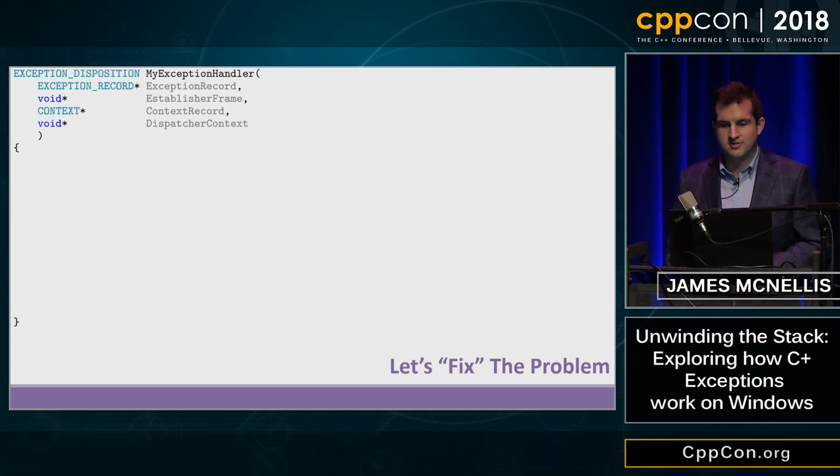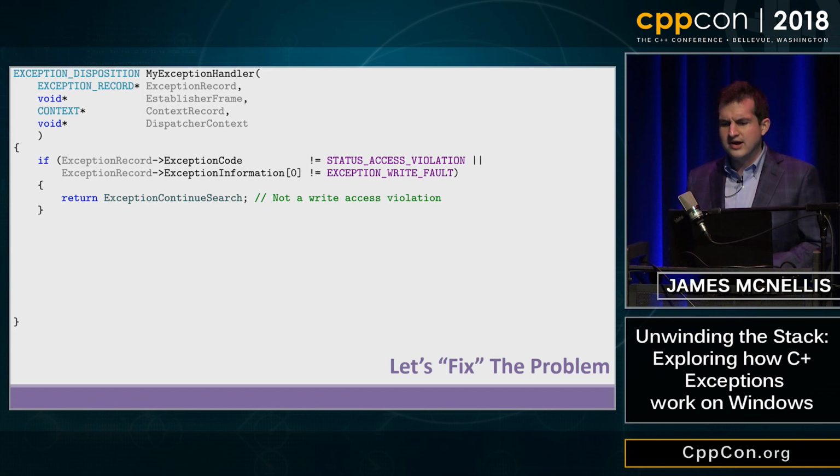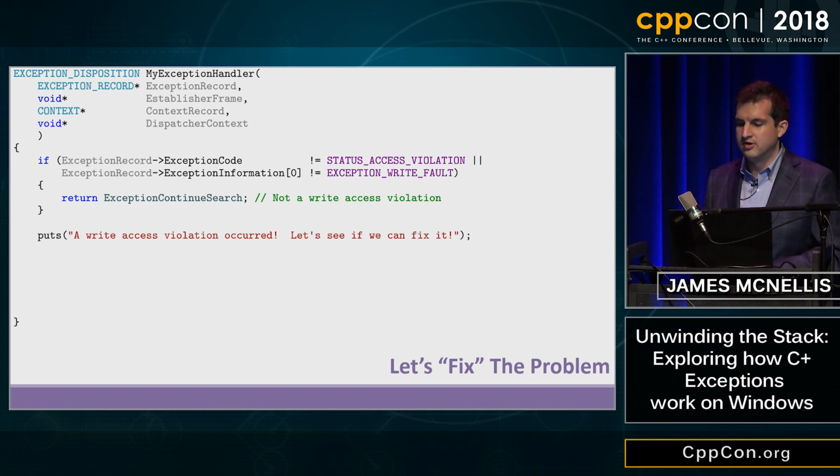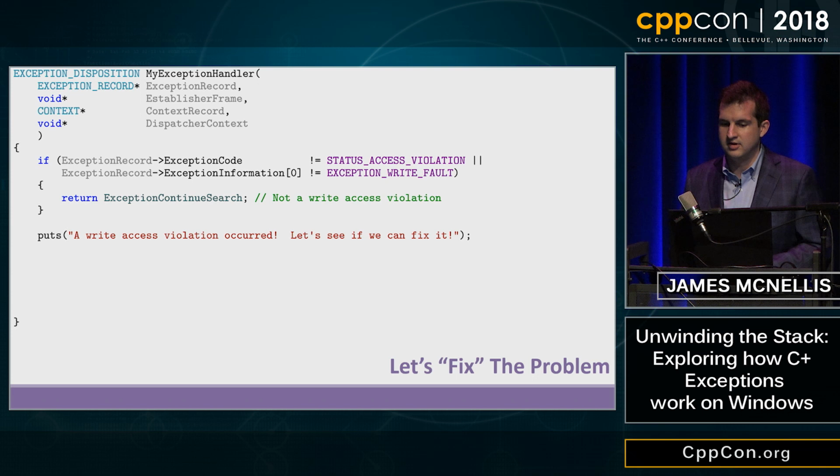So we'll define our handler function as before. And first we'll check to see if the exception is actually the exception we're expecting. So if the exception is something other than an access violation, or if the failure was something other than a write failure, then we'll opt not to handle the exception. Next, we'll print a message like we did before, just so that we can verify that our handler was called.